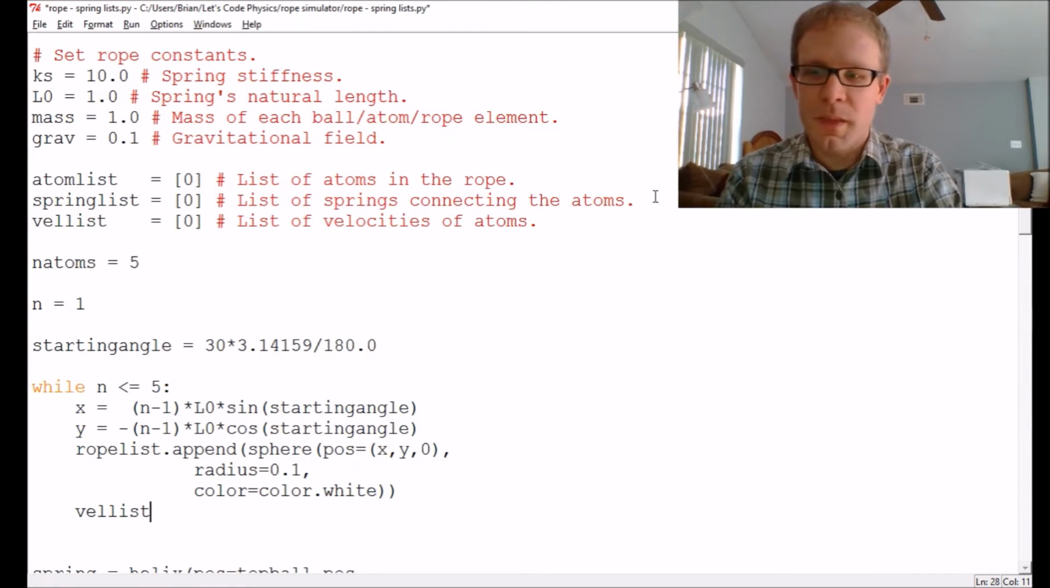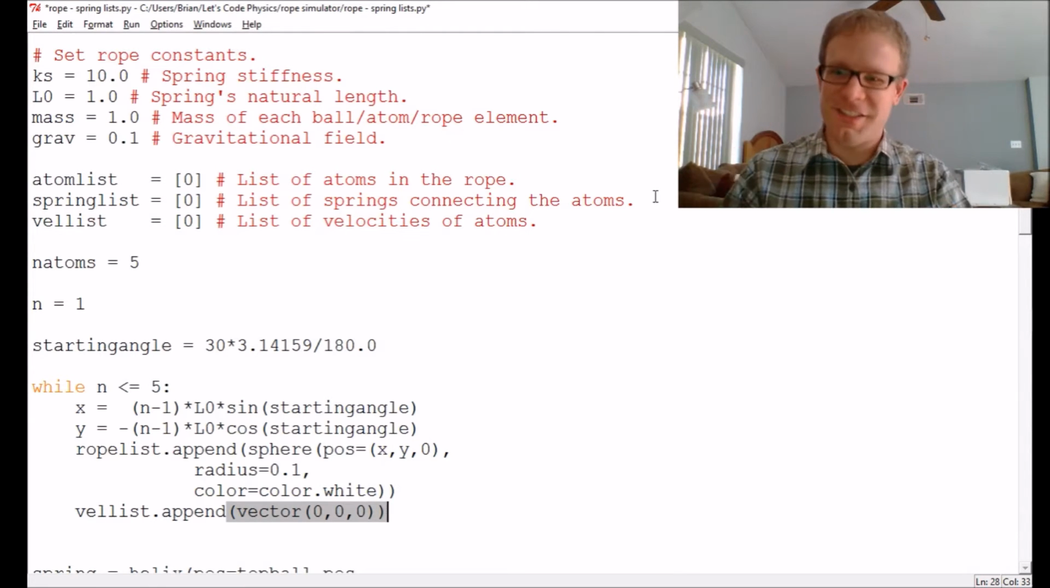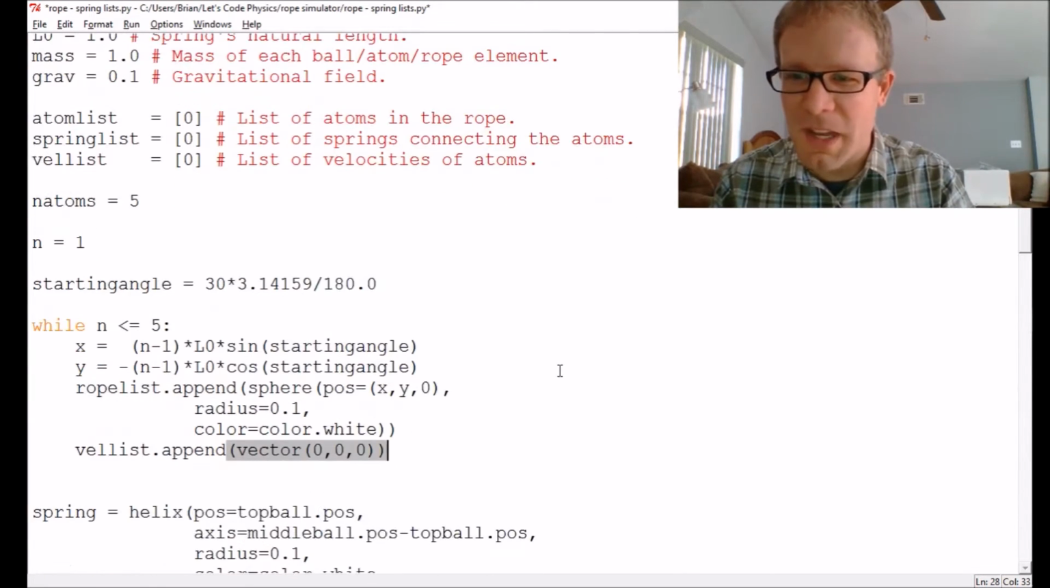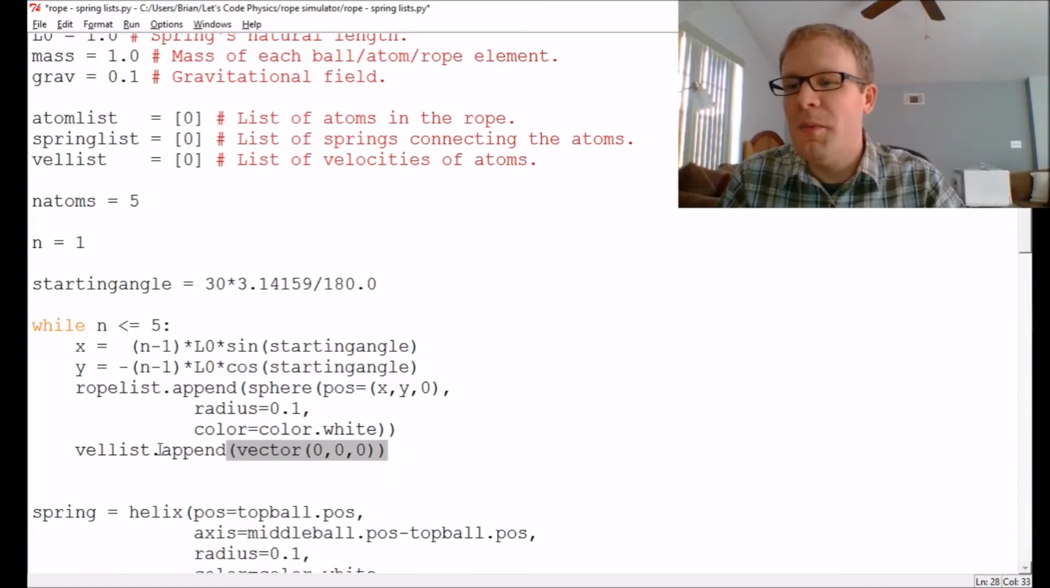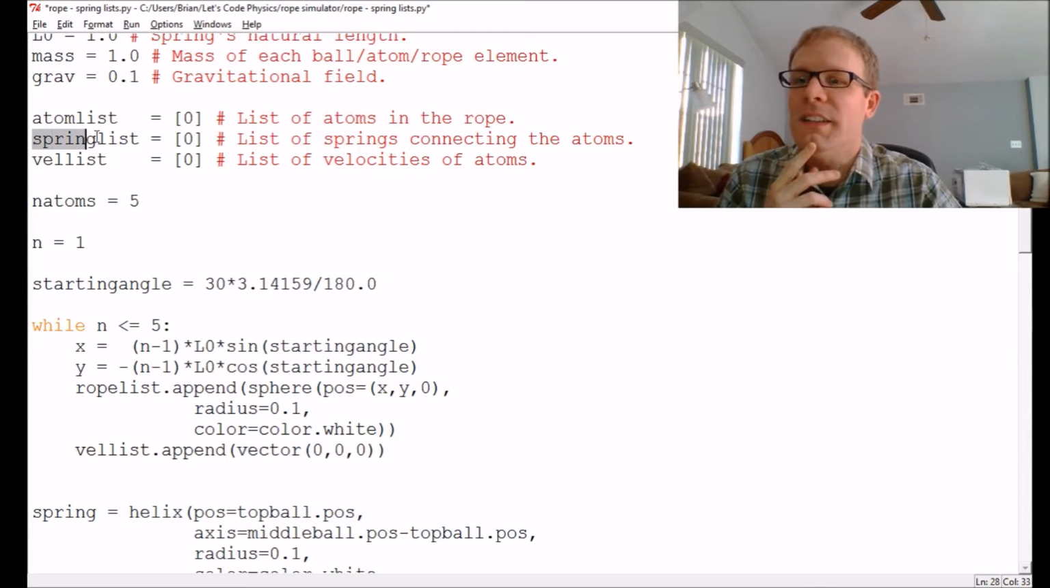Vel list dot append vector 0, 0, 0. So you're having a vector being an element of a list. So it gets a little bit complicated, but it's still fun. Okay, so I've got the ropes, I've got the velocities. Now the question is, how do I create the spring list?